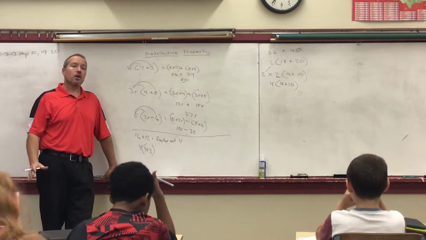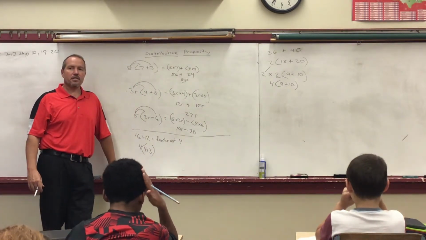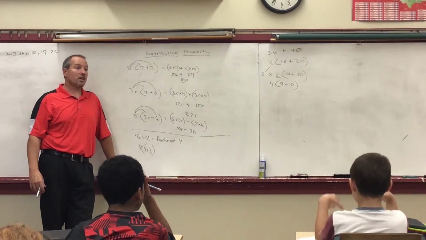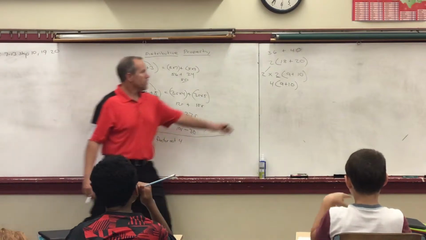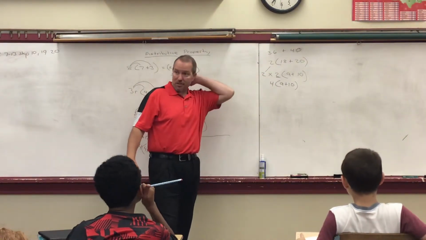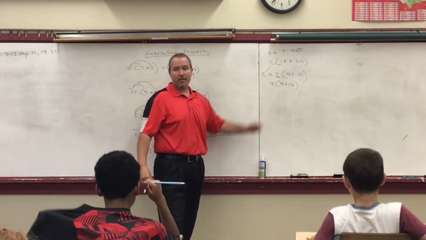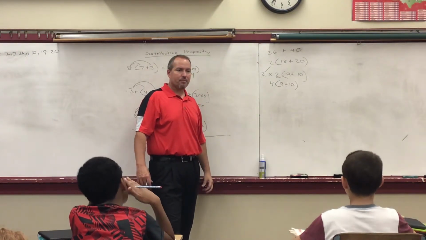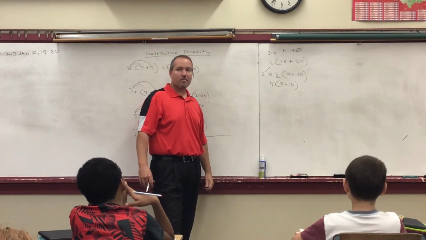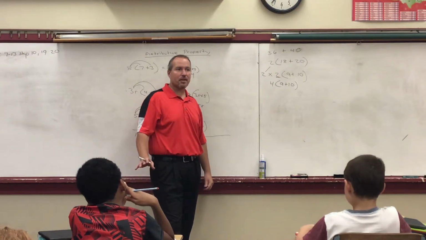Okay? So if you don't factor out the greatest common factor the first time, it's not the end of the world. You're just going to need to be able to do a second set of factoring. Okay? Does that make sense?